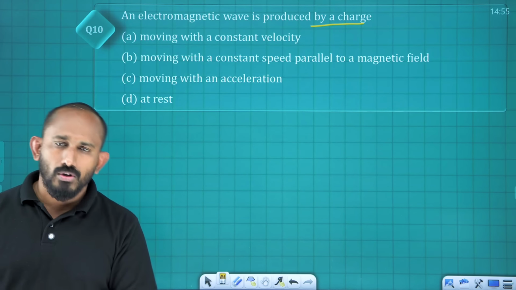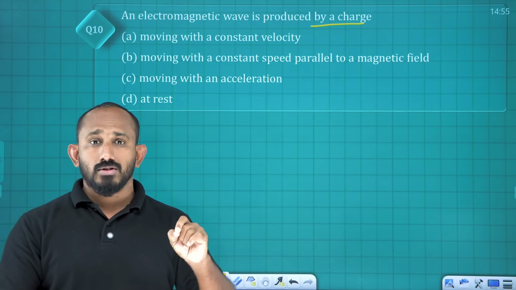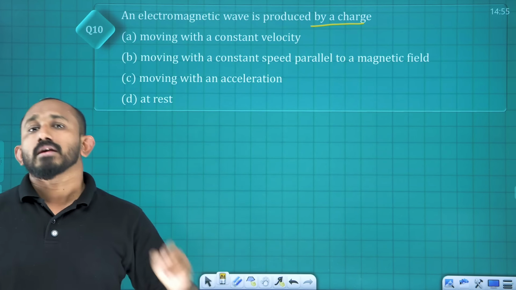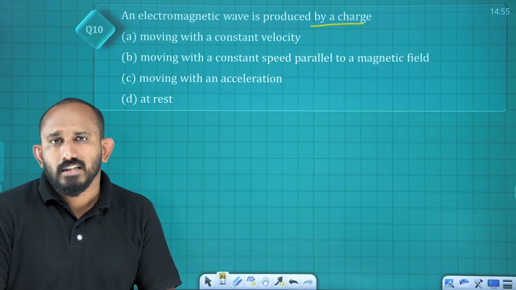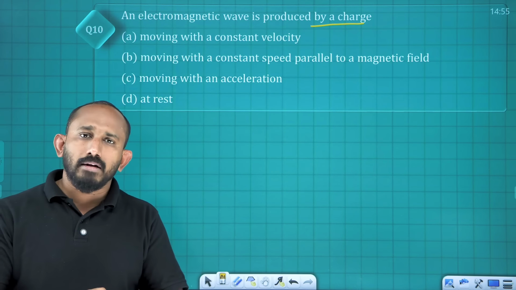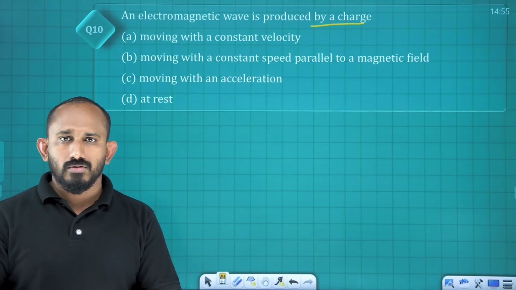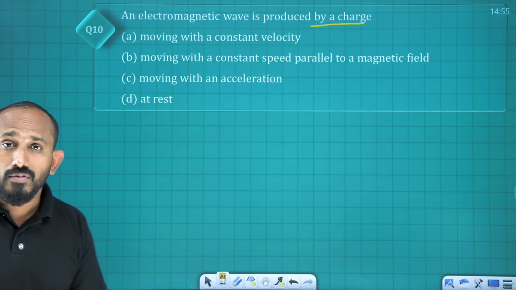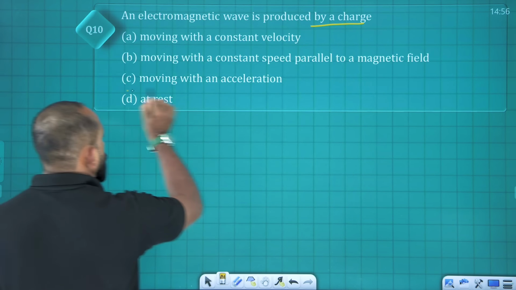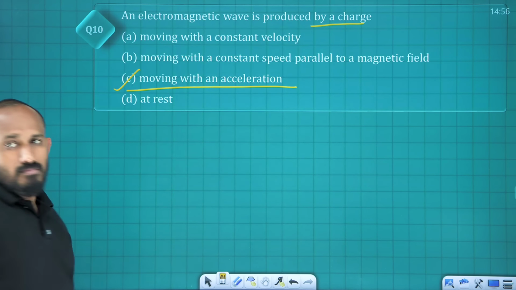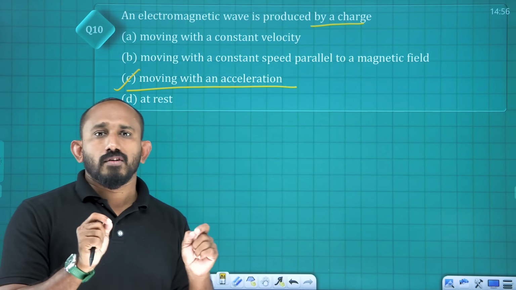So there you might go through it. An accelerated charge can produce EM waves, because accelerated charge means there will be combined variation of electric and magnetic fields. So a charge moving with an acceleration will produce EM waves. That's the basic production of EM waves.